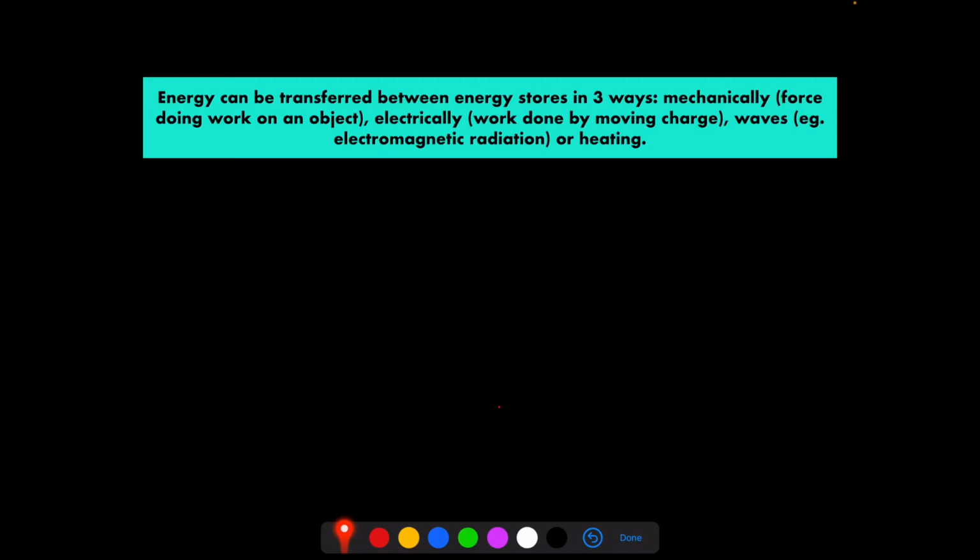So a force doing work on an object is mechanically transferring energy. Electrically is work done by a moving charge, where energy is transferred by this moving charge. And then we have waves as well. An example of this is electromagnetic radiation, like X-rays, gamma rays, visible light. Again, we'll come back to it. Or heating. We have different types of heating, like conduction and convection, which we'll also look at. But heating in simple terms is self-explanatory, I think.